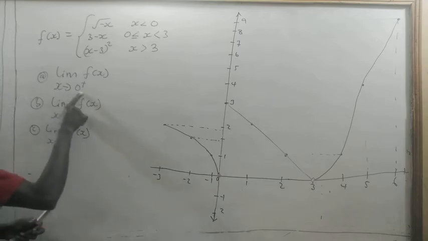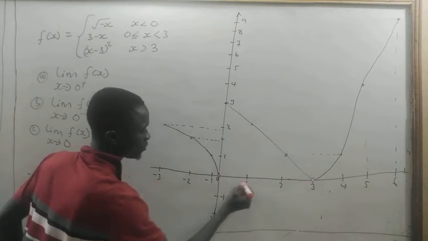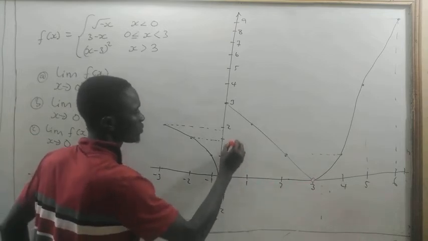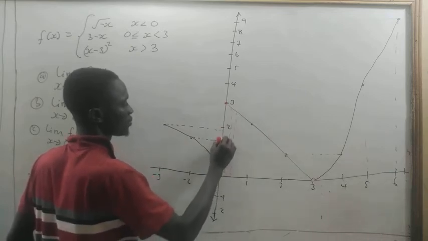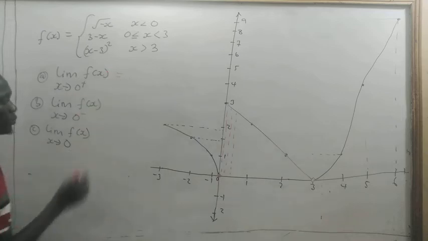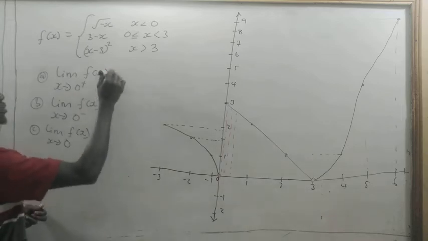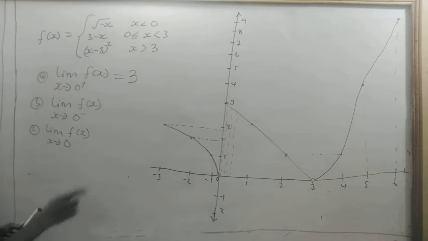As x approaches 0 from the right, x is approaching 0 from the right. So let's trace this line up, trace it up. You see that the value will approach 3. So here this value will approach 3. That is positive 3.